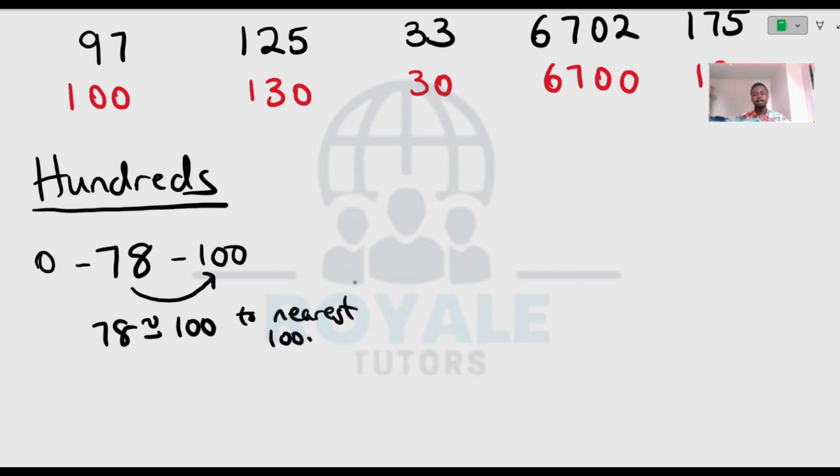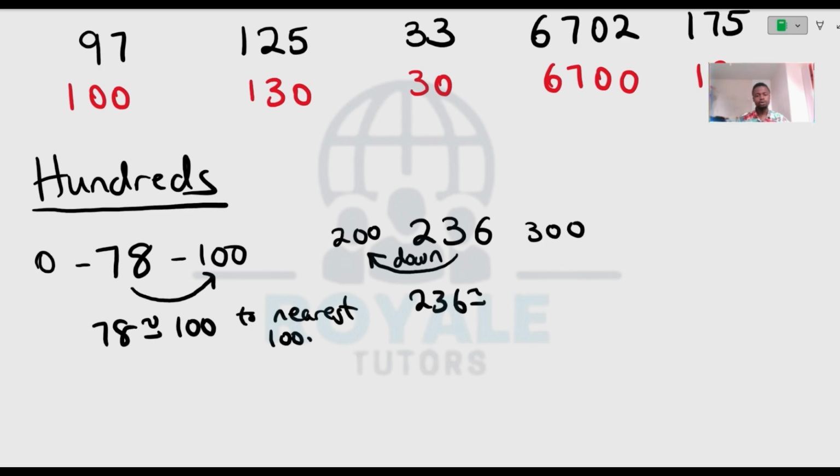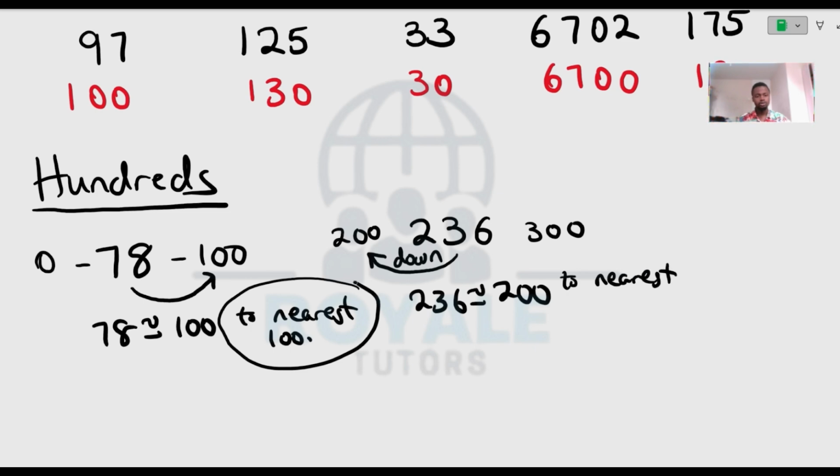If you pick a number like 236, 236 is in between 200 and 300. The nearest one to it is 200. That means you round it down, and then we say 236 is approximately 200 to nearest 100. You must always write this. Please, it is important, because your examiner needs to know what approximation you have done, what rounding you have done. So write: to nearest 100.